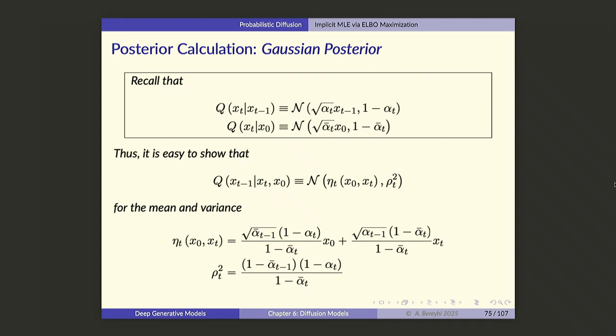Now, the things that are given to me are this data sample and this guy. And the thing whose distribution I'm looking at is this guy. Okay? So I'm talking about the distribution of this guy, given that I know what was next in time, right? So you can think of we are now moving backward, reversely. So I am here, so I do know what is xt. I also do know what is x0.